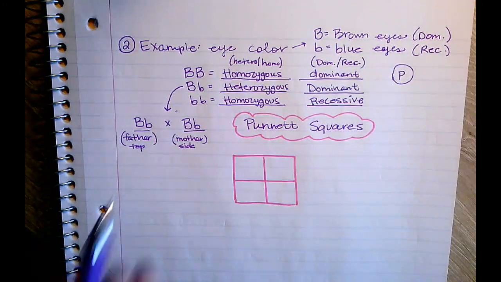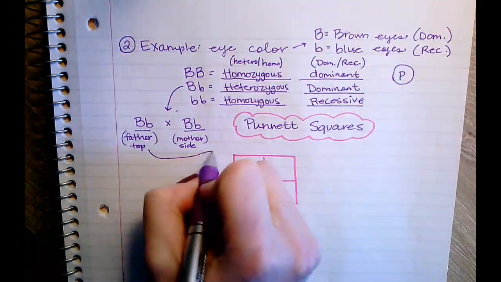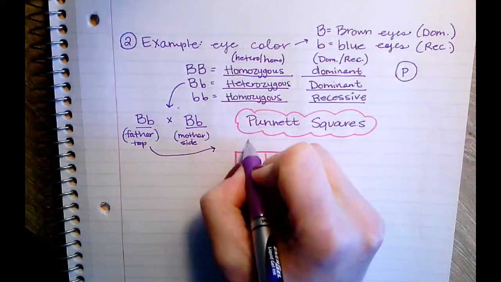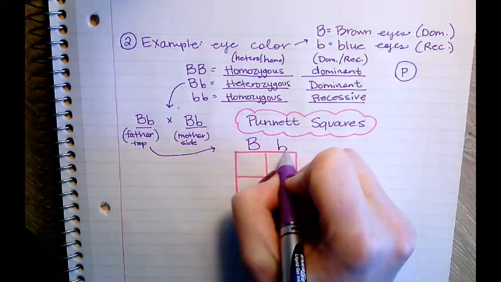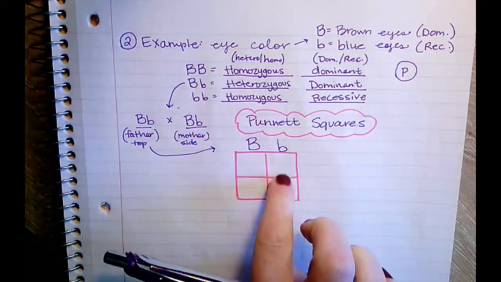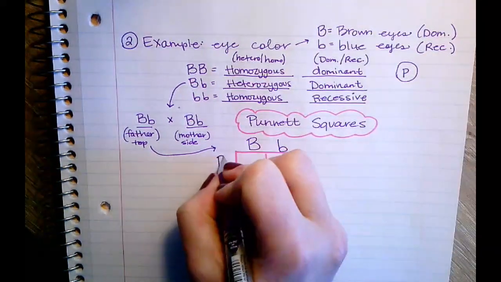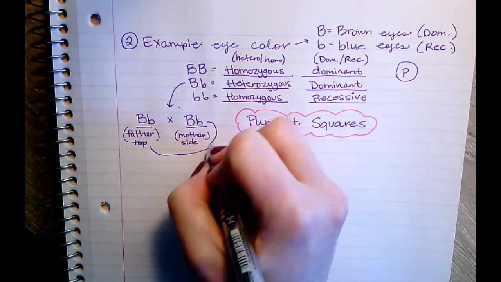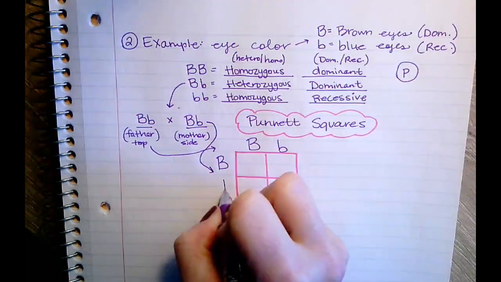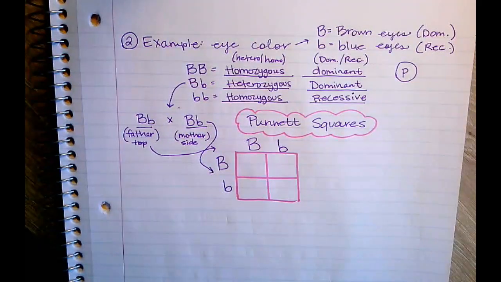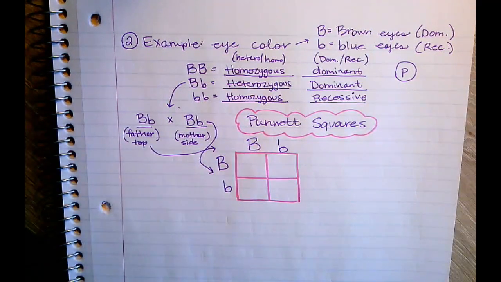Now, the father's genotype, those letters go on the top. So you have one big B, one little b, one above this column and one above that column. The mother is going to have hers on the side, one big B, one little b. That's how you set up a Punnett square. So we've got two heterozygous dominant parents, and what we're going to do is cross them.